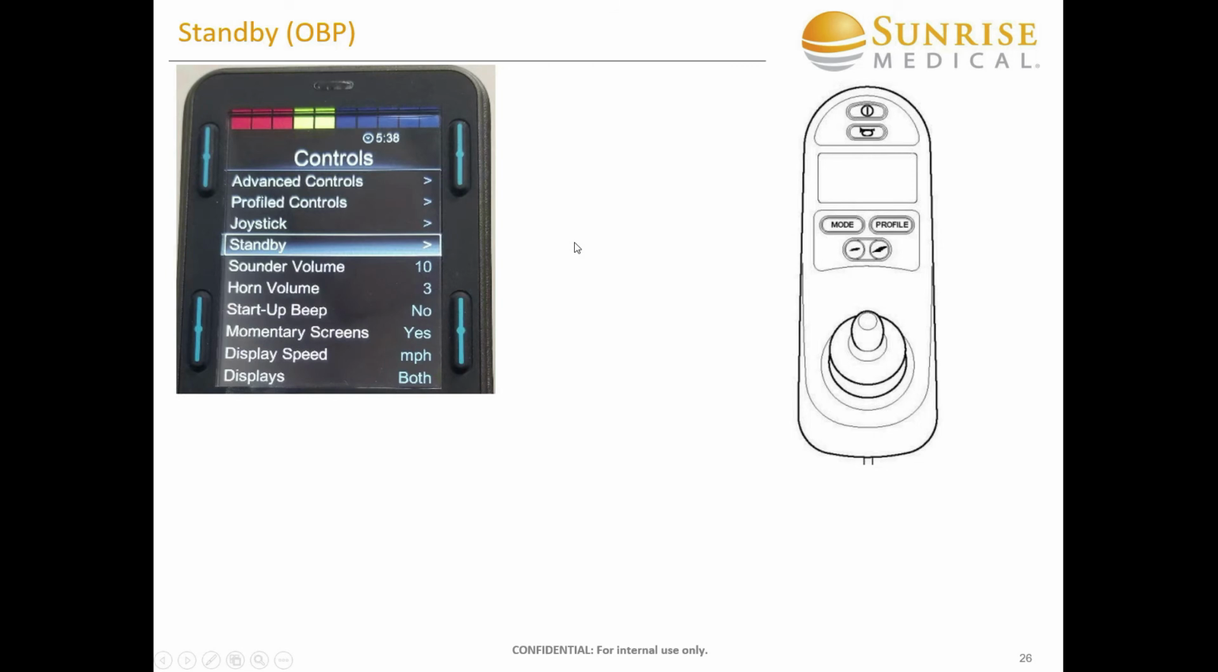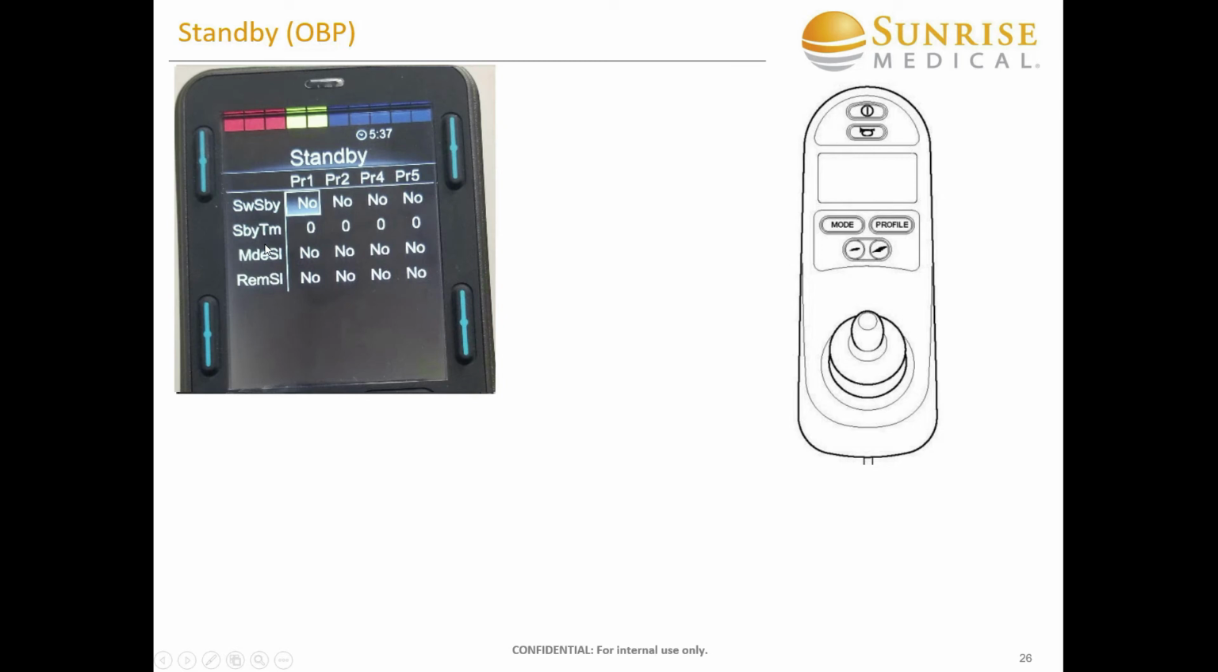So how does this work? Well, under our controls setting, there is a standby setting. Under standby, you have 4 settings. The first one is switch to standby. The second is standby time. You have mode select and remote select. What this gives us is the ability to use a timeout in order for us to access this. And we're going to use a timeout and then a joystick movement in order to access the modes and the profiles of the chair.